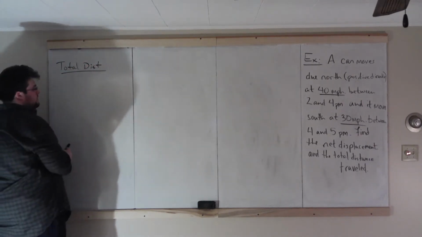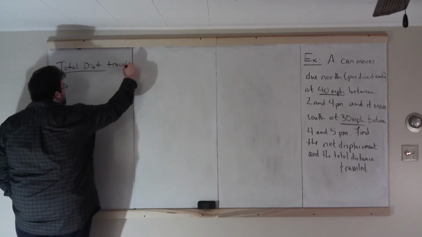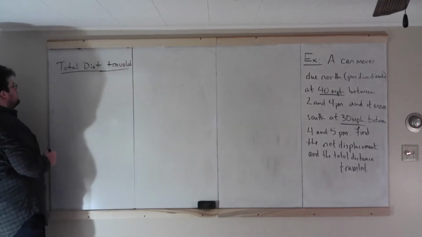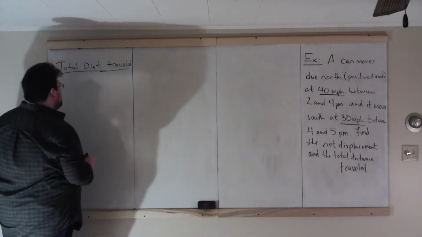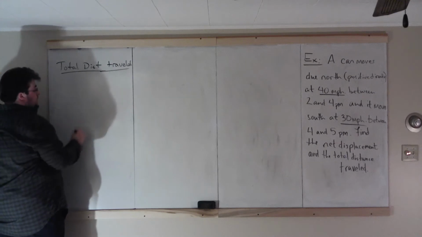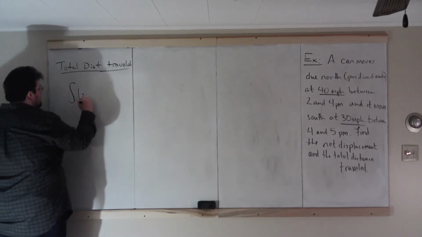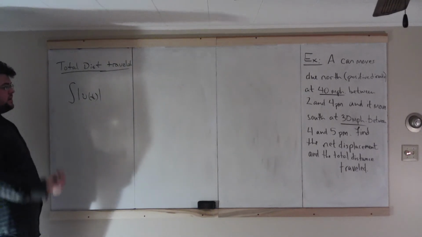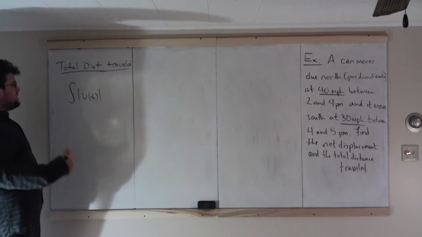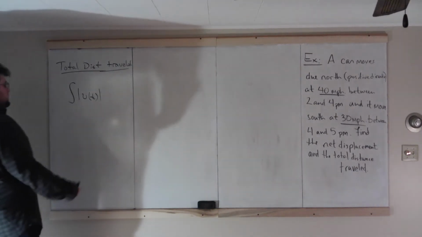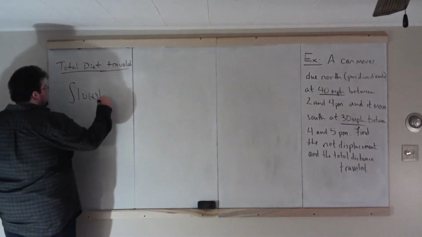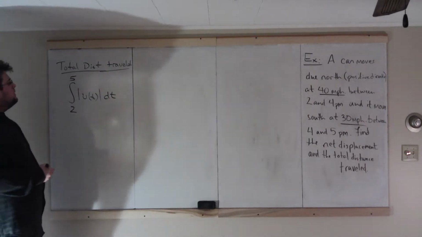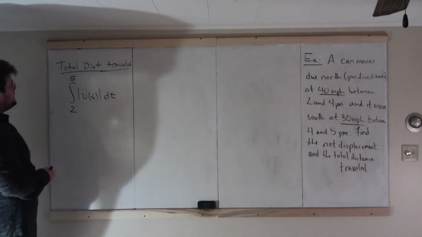Total distance traveled. Traveled with one L in American English. Total distance traveled, we're going to want what is taken as a negative by the integral to be treated as a positive, because walking backwards is still walking. And we're still going from time 2 to time 5.